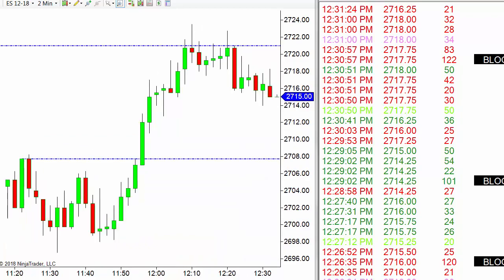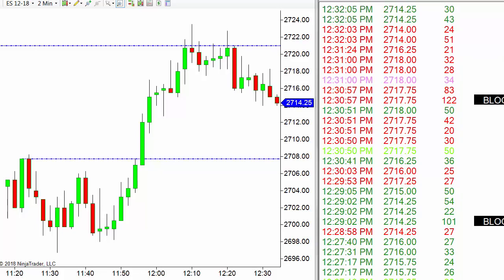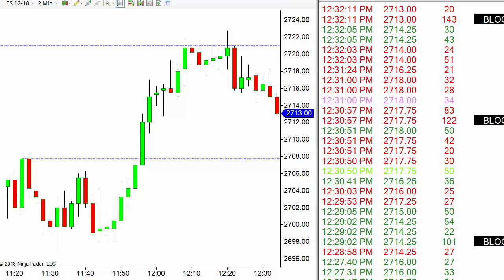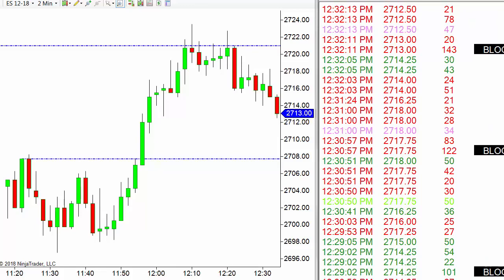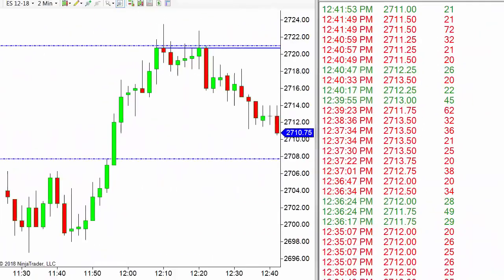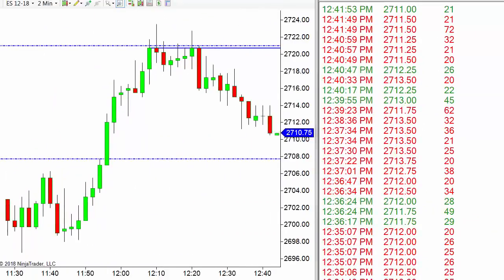Another factor we want to look at, as I started to say, is the speed of the orders coming in. Now, they're not coming in very fast. So the velocity of the market is slow. It's actually picking up a little bit now. That's another thing you want to look at. So the speed of the scrolling is the velocity of the orders. The faster they come in, the more bullish or bearish that we consider it.